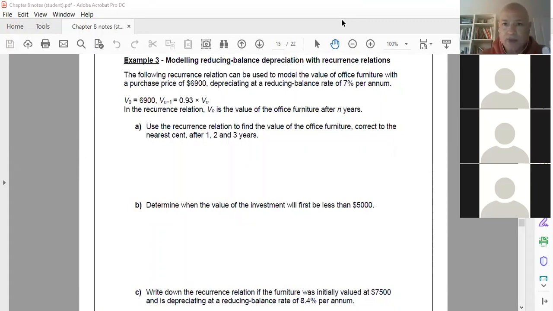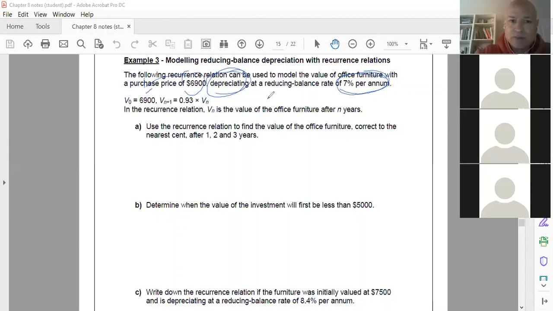Okay, so example 3. The following recurrence relation can be used to model the value of office furniture with a purchase price of $6,900. So there's our V of 0. Depreciating at a reducing balance rate of 7% per annum. So this one is depreciation. And even though they've given us the recurrence relation, I'm going to show you how to get this one.